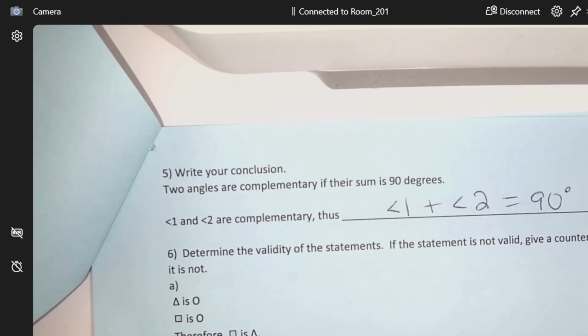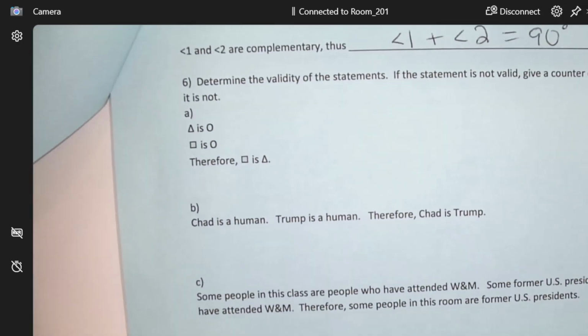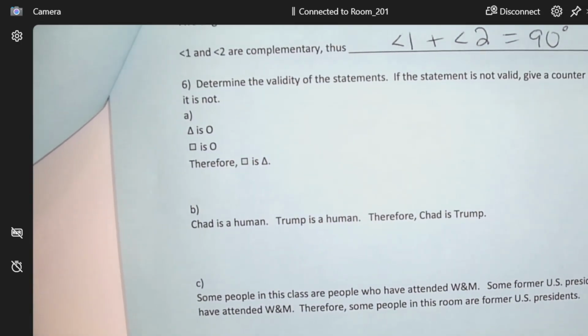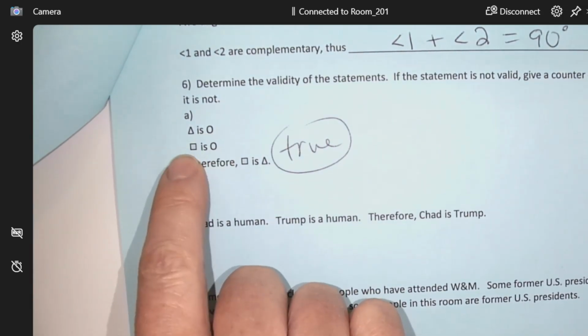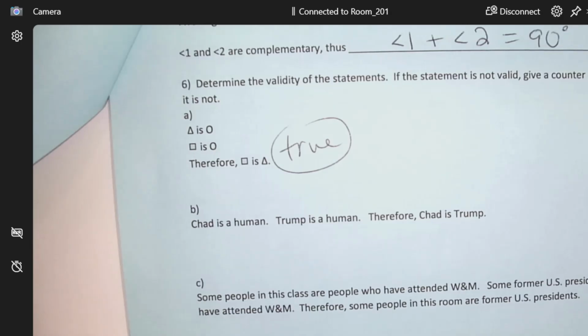You're going to tell me if something is true or not true. It tells me this triangle is the same as a circle, and this square is the same as a circle. Therefore, the square would be the same as the triangle. Yay or nay? Is that good logic? Yeah, that would be true. If you're the same as a circle and you're the same as a circle, then you're equal to each other as well.